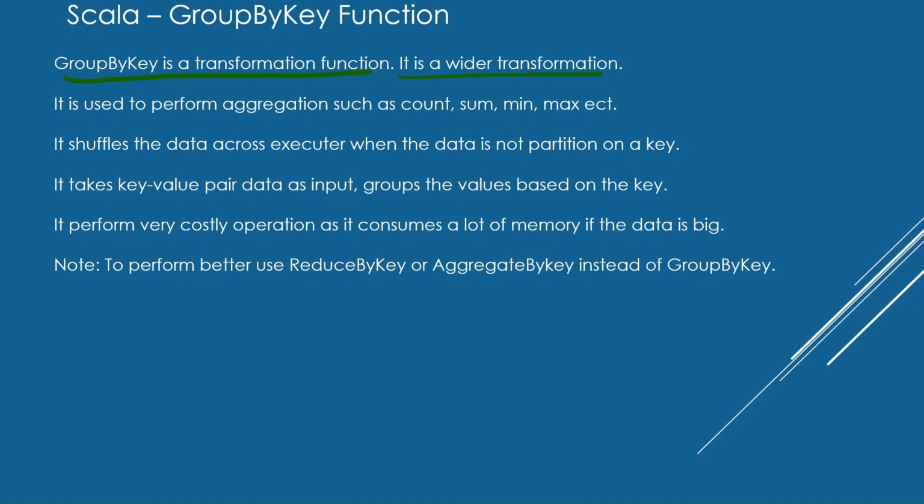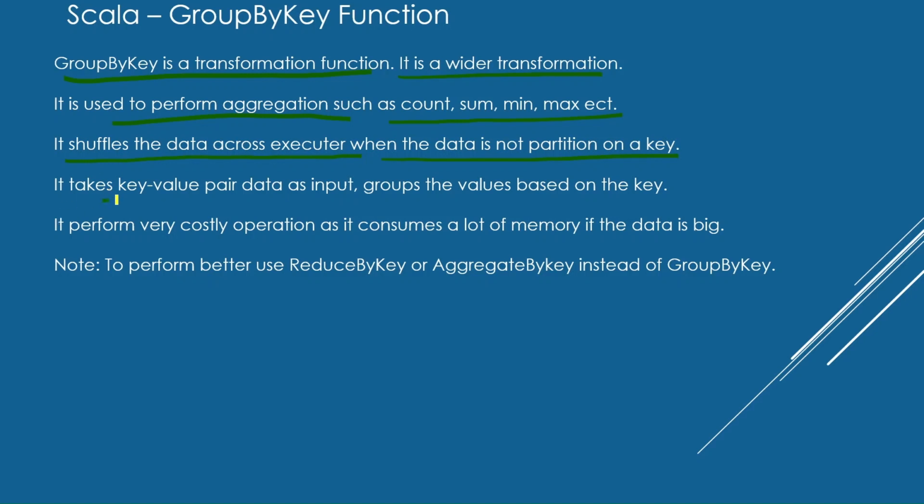And it being a wider transformation function means a lot of shuffle operations are going to happen within different executors whenever we are using the GroupByKey function. It is used to perform aggregates such as count, sum, min and max. It shuffles the data across the executors when the data is not partitioned on the key. As I mentioned, it is a wider transformation, so the shuffling of data across different executors will take place whenever we are using the GroupByKey function.